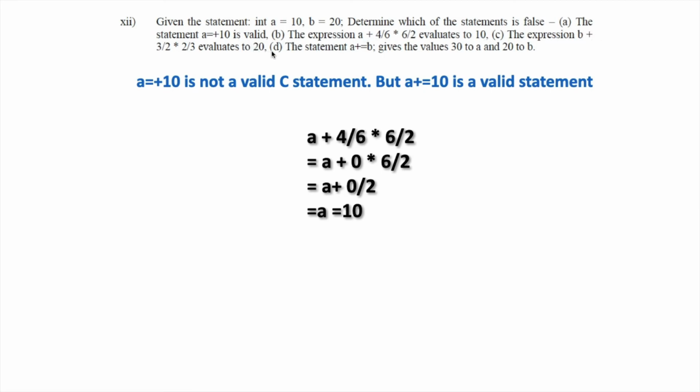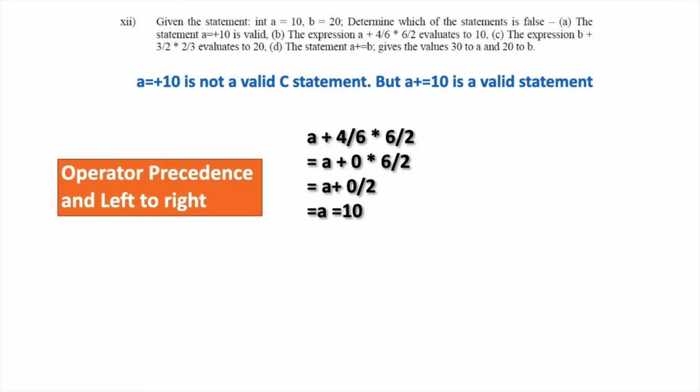Now let's see the second expression, evaluates to 20. Here operator associativity is left to right, from this side to this side. Division and multiplication have the same precedence, and plus and minus have the same precedence. So if we encounter division and multiplication, we perform them from left to right. If from the left we first encounter a division, we perform that. Then we encounter a multiplication, we perform that, if two operators have the same precedence.